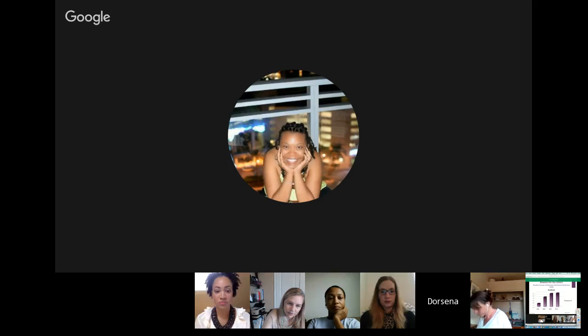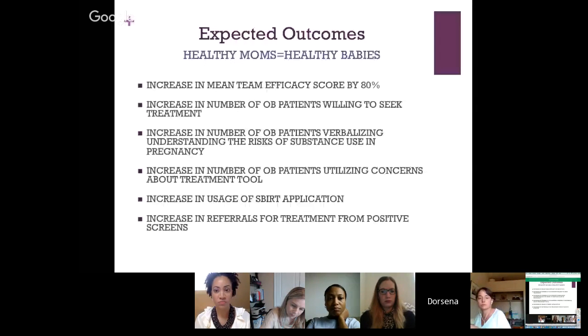Some expected outcomes from this project include an increase in mean team efficacy score by 80%, an increase in the number of OB patients utilizing the concerns about treatment tool, increased usage of the SBIRT application, and an increase in referrals for treatment from positive screens.